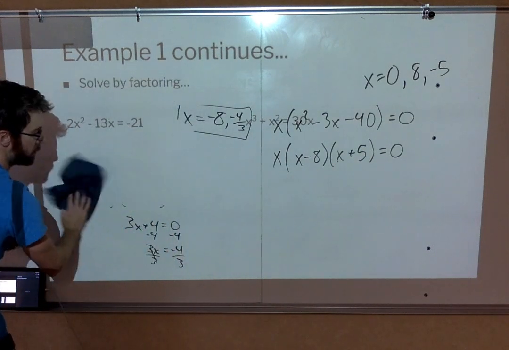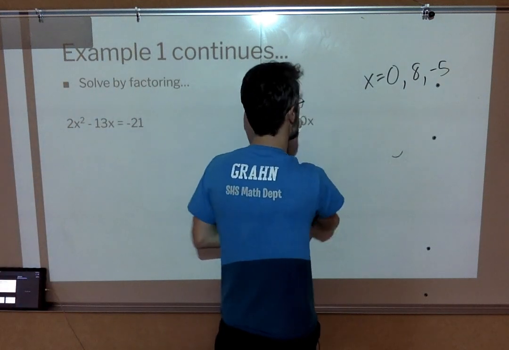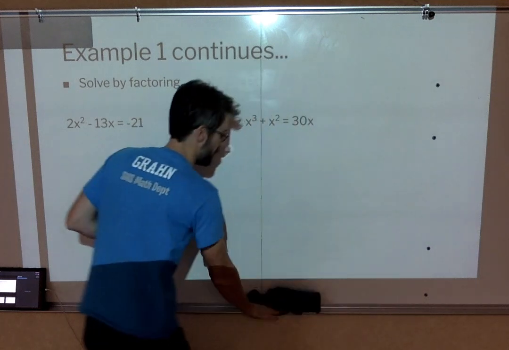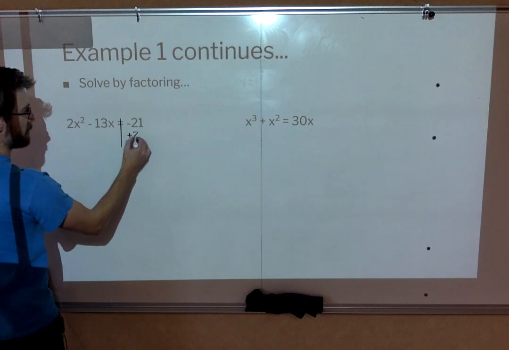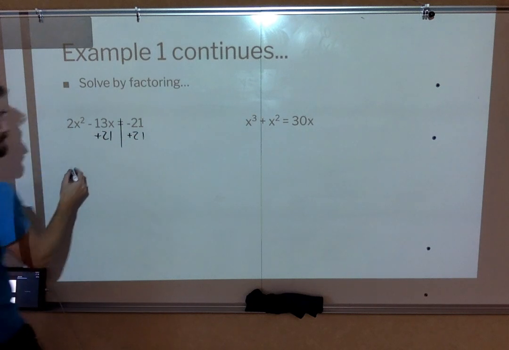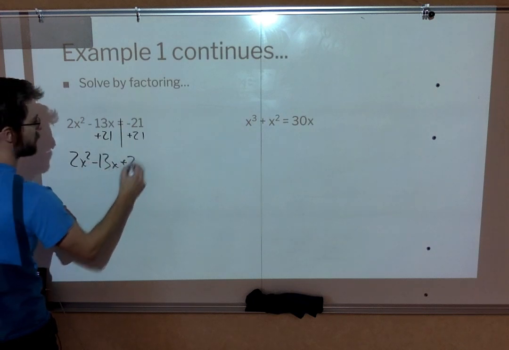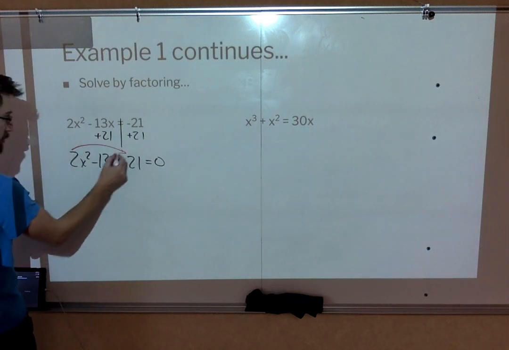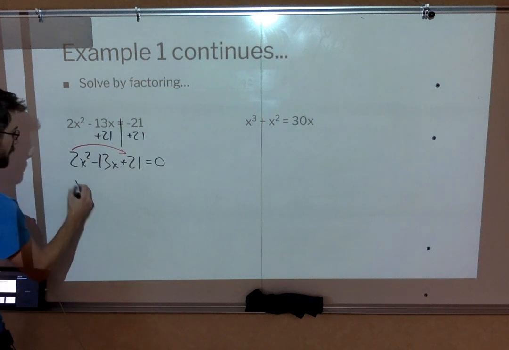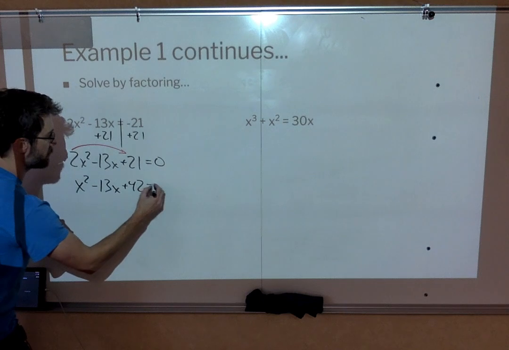Ooh, so now some voodoo and some GCF, except it's not equal to 0 yet. I got a little bit of work to do first. Make this equal to 0. Plus 21 on both sides, and this is going to be 2x squared minus 13x plus 21 equals 0. Now I've got something that I can maybe solve through voodoo factoring. Bring the 2 over here. X squared minus 13x plus 42 equals 0.